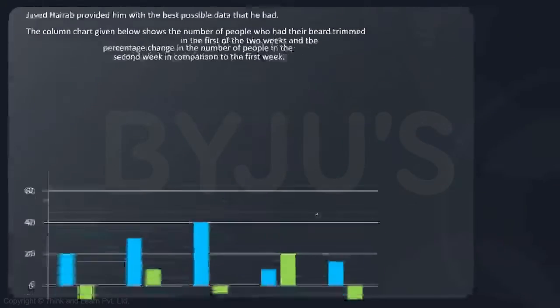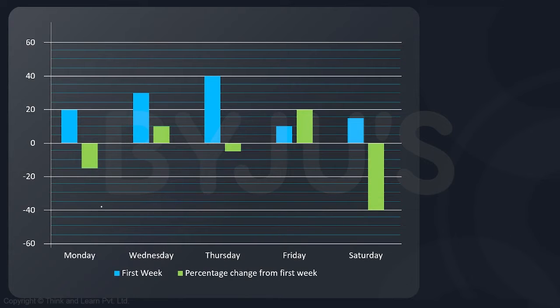Let's have a look at the data. So here is the chart which is showing you, for example, if I talk about Monday, 20 people came for beard trimming in the first week on Monday, and next week they changed by minus 15%. As you can see, from 0 to 20, this would be minus 5%, minus 10%, minus 15%, and minus 20%. So these gaps are basically representing 5 each. Similarly, on Wednesday, the number of people who came for beard trimming is equal to 30, and next week it increased by 10% because there is a positive change of 10% over here, and similarly it is there for the other days as well.